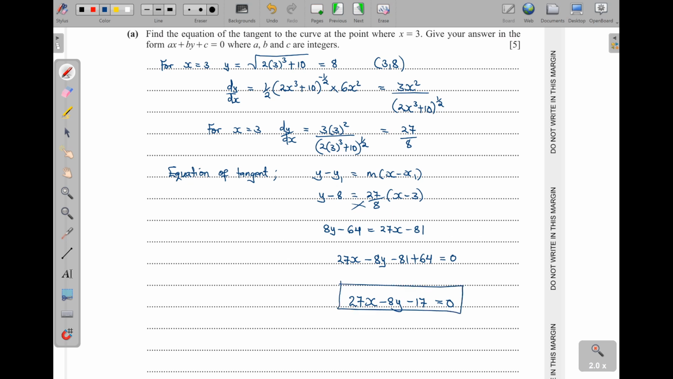You can also write it by multiplying all through by negative 1, that is if you brought everything to this side, okay? You can have negative 27x, then plus 8y, then plus 17, which is equal to 0. So whichever way, okay? That is that.